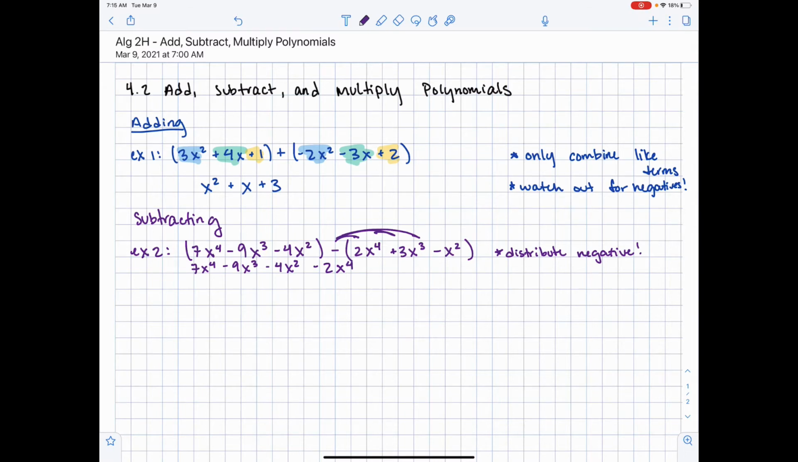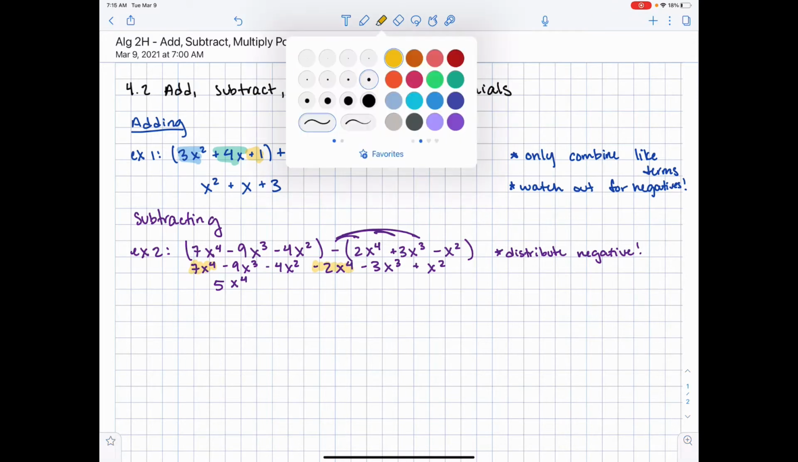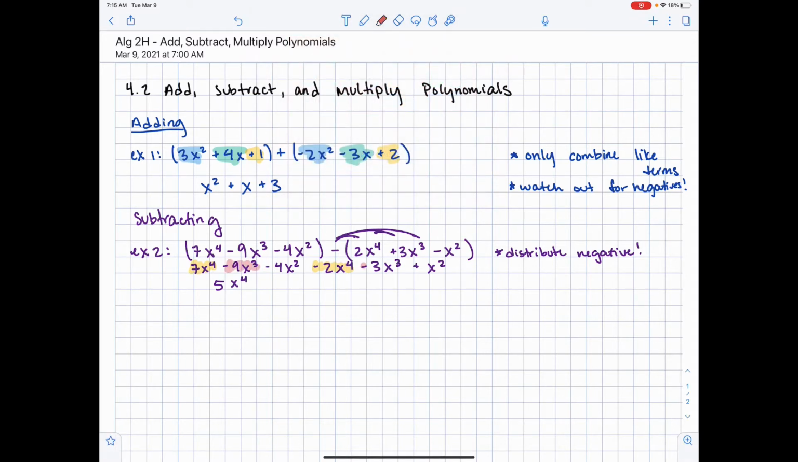So negative 2x to the 4th, negative 3x cubed, and now this is a positive x squared, just because those negatives can get a little tricky in there. So now we can look at some like terms. We have 7x to the 4th minus 2x to the 4th, so 5x to the 4th, and then we have negative 9x cubed and a negative 3x cubed, so minus 12x cubed. And then this last one, we have negative x squared and a negative 2x squared, so we get a negative 3x squared once we combine everything there.